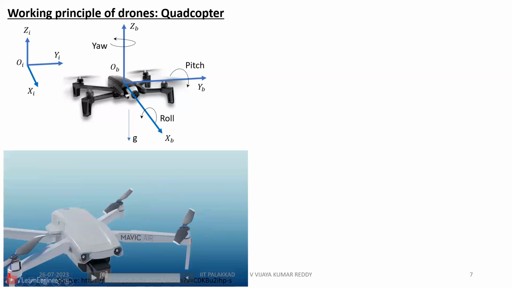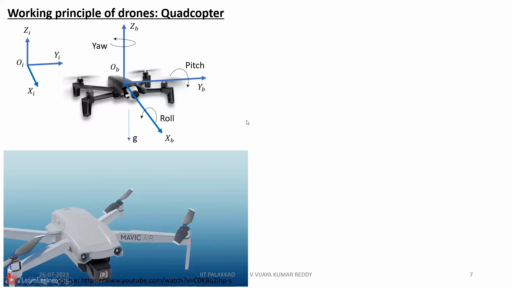To avoid that reaction torque, people suggest making 2 propellers rotate in one direction and the remaining 2 in the opposite direction. The same principle is used for rotating around yaw. If you want to rotate around yaw, that means around the ZB direction, we have to make the net reaction torque not zero. Then it will rotate in some yaw direction.